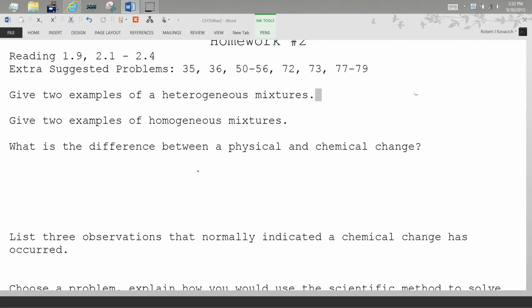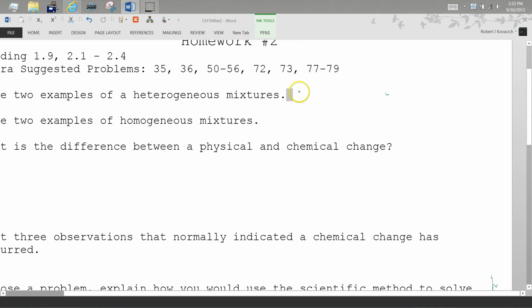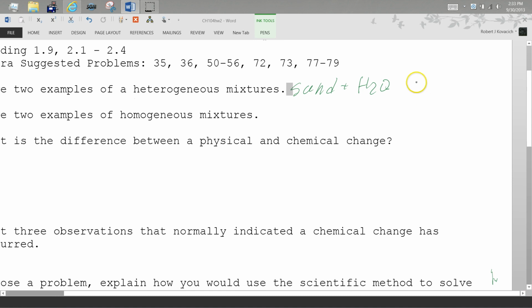Okay, so this first question up here, give me a couple of examples of something that would be considered a heterogeneous mixture. Sand and water. Sand mixed with water? Yeah. Okay. Pizza. Sand plus water, or pizza. I like that. So what does this hetero mean? Different.